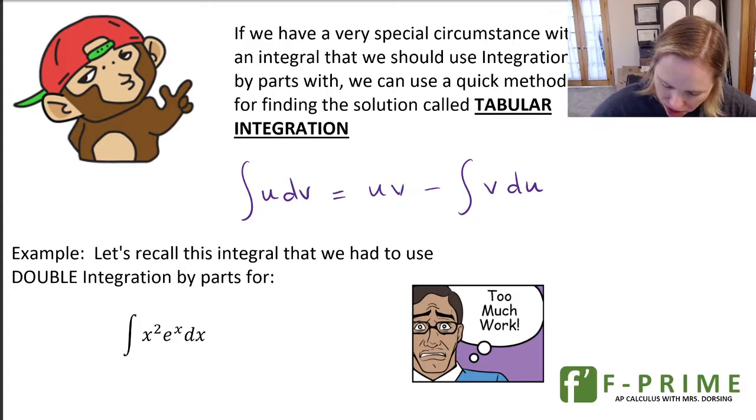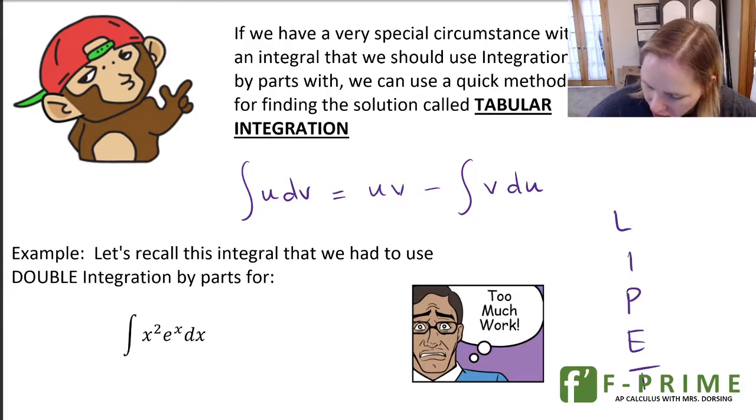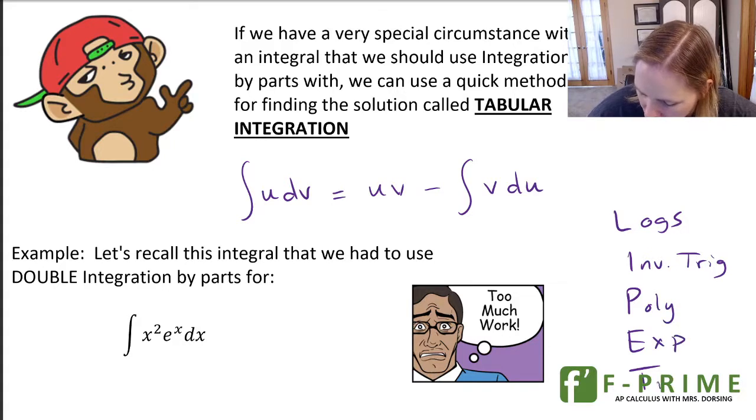What LIPET stands for: logs, inverse trig functions, polynomial, exponential, and then trig functions. The idea is it gives us an order in which to choose u. So if we have logarithms, that should be what u is. If there are no logarithms, then we go to inverse trig functions. If there are no inverse trig functions, then we choose polynomials, then exponentials, and then trig functions.